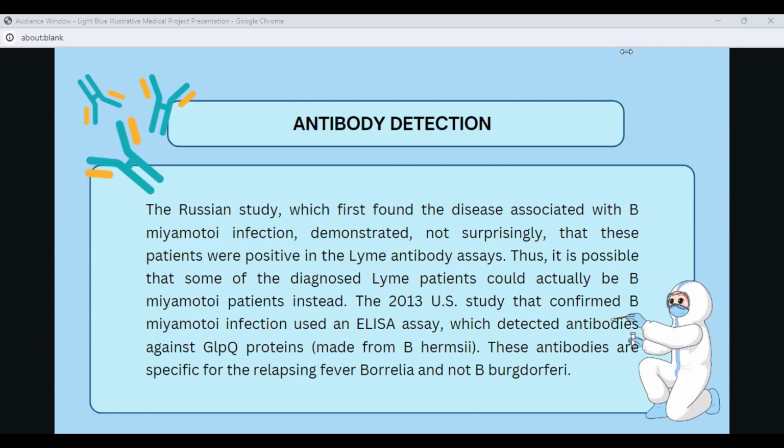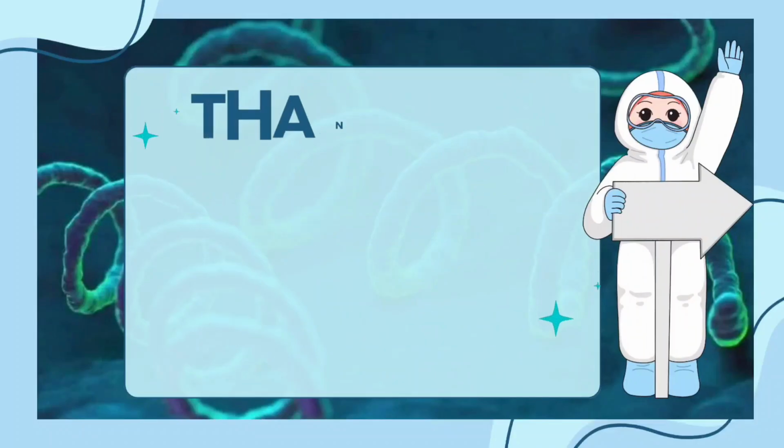B. miyamotoi infections are treated with a 2 to 4 week course of the antibiotics doxycycline. Amoxicillin and ceftriaxone have also been successfully used. That is all.